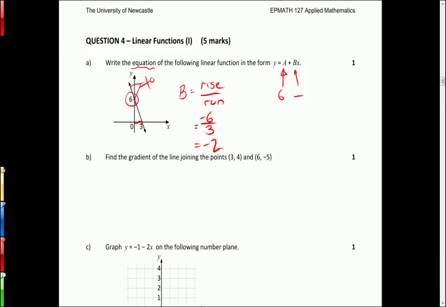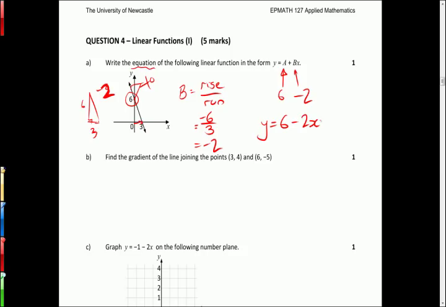The other way to look at that was just look at the triangle. We know it's a minus gradient, that's obvious. And it's the vertical side and the horizontal, 6 on 3, because that's a 6, that's a 3. So it's a gradient minus 2. So let's put all that together. Y equals A, which is 6, minus 2x. Done.